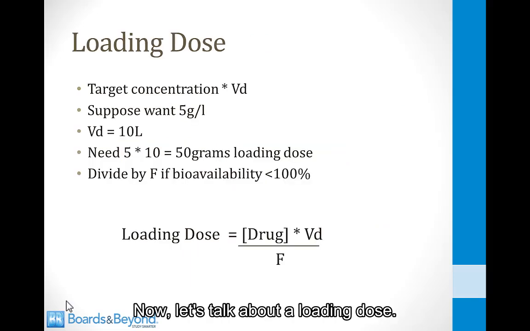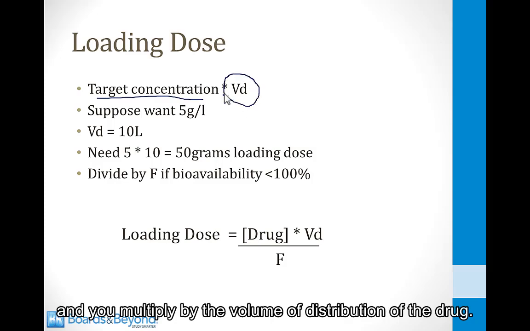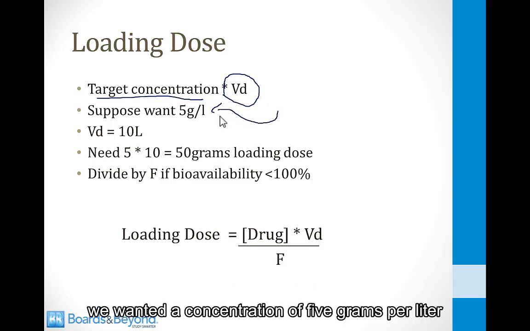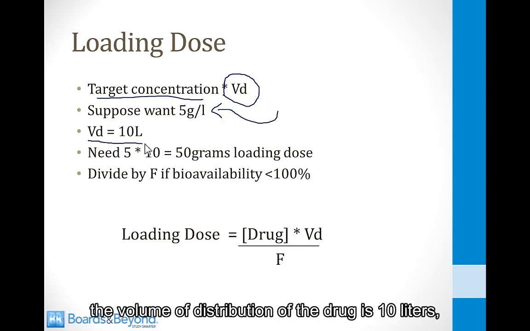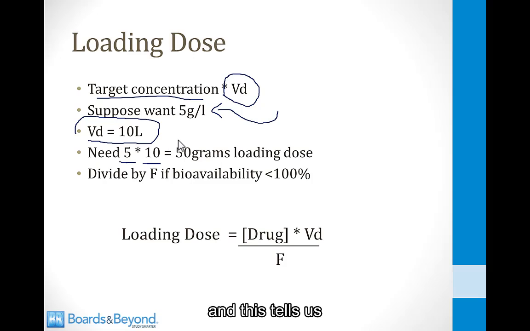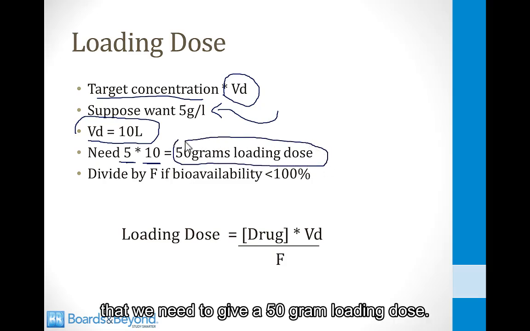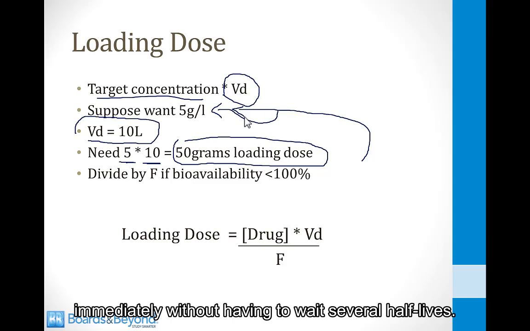Now let's talk about a loading dose. So the goal of a loading dose is to get you to steady state right away instead of having to wait 4 to 5 half-lives like I showed you a few slides ago. So in order to calculate a loading dose, you take the target concentration you want to achieve and you multiply by the volume of distribution of the drug. So suppose, for example, we wanted a concentration of 5 grams per liter because we know that that creates a therapeutic effect. If we also know the volume of distribution of the drug is 10 liters, then we can figure out our loading dose. We take the 5 grams per liter that we want times the 10 liter volume of distribution, and this tells us that we need to give a 50-gram loading dose. And the goal of this dose is to get us up to that concentration of 5 grams per liter immediately without having to wait several half-lives.